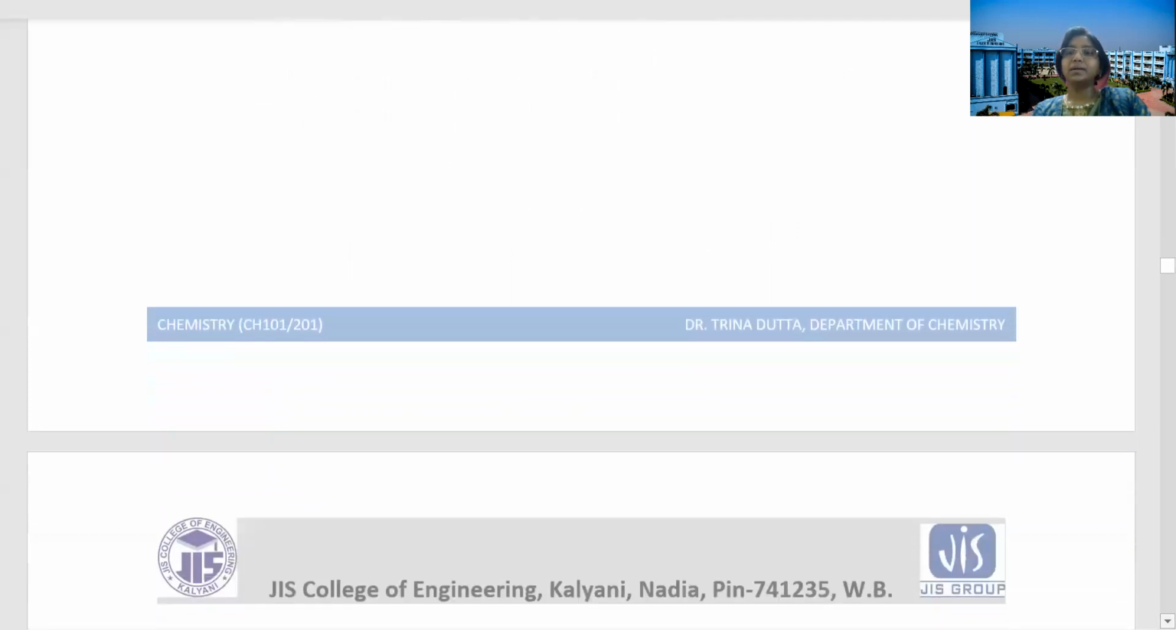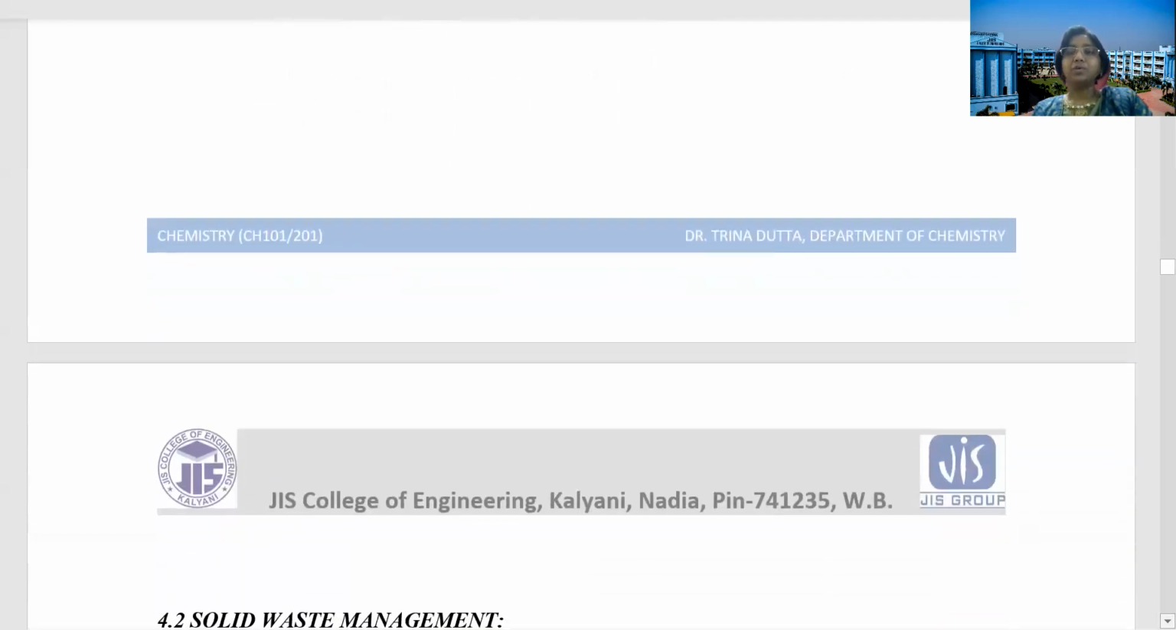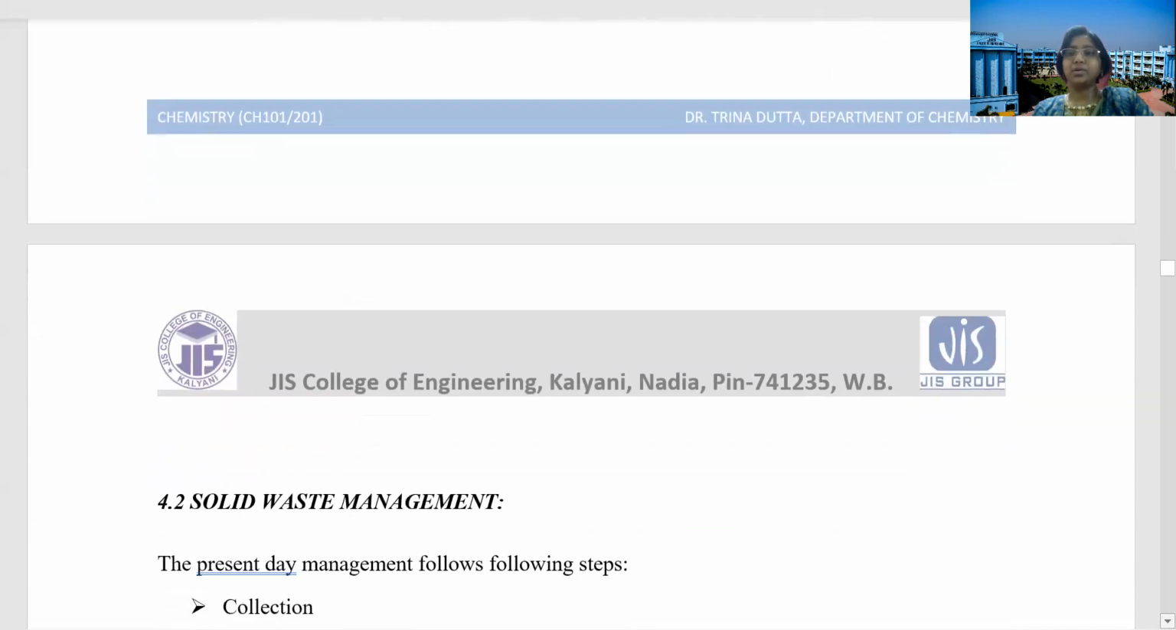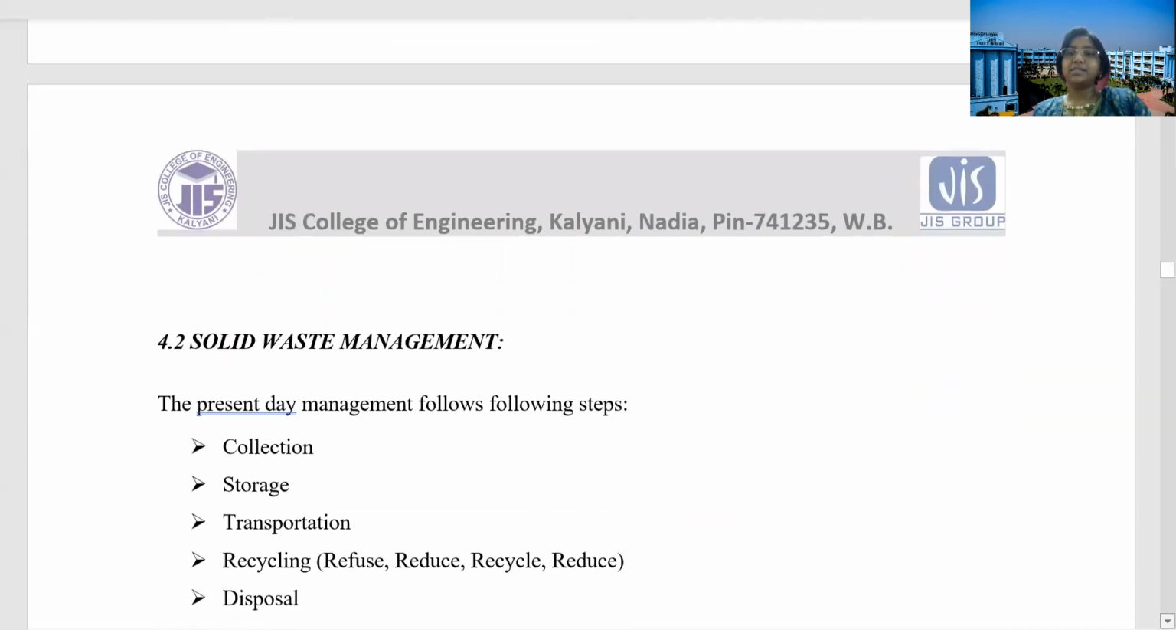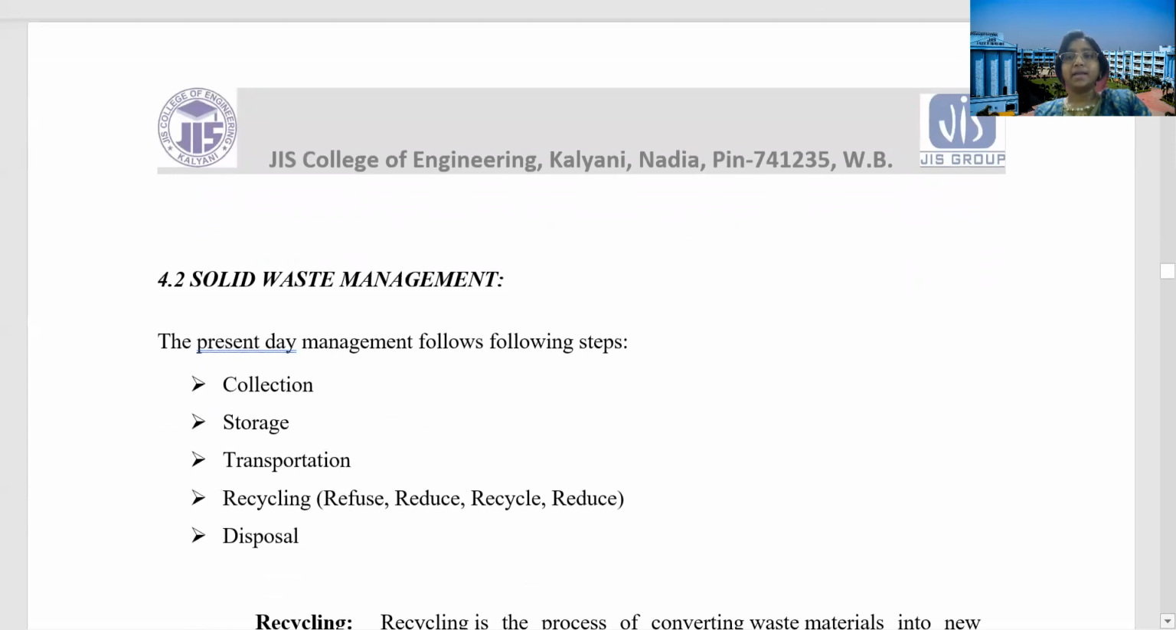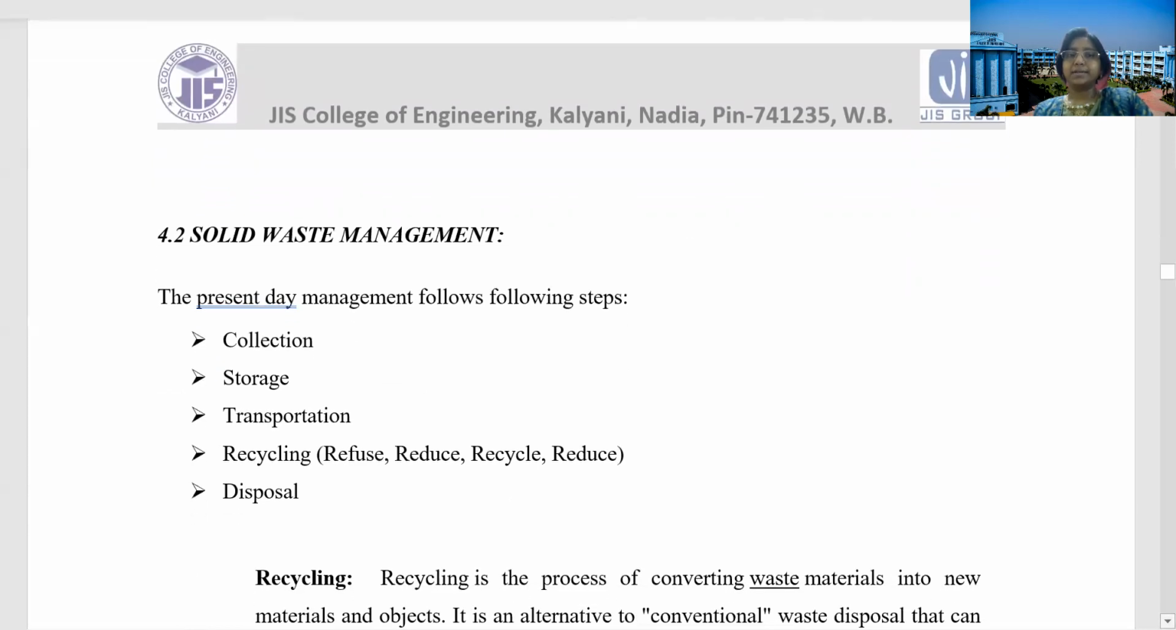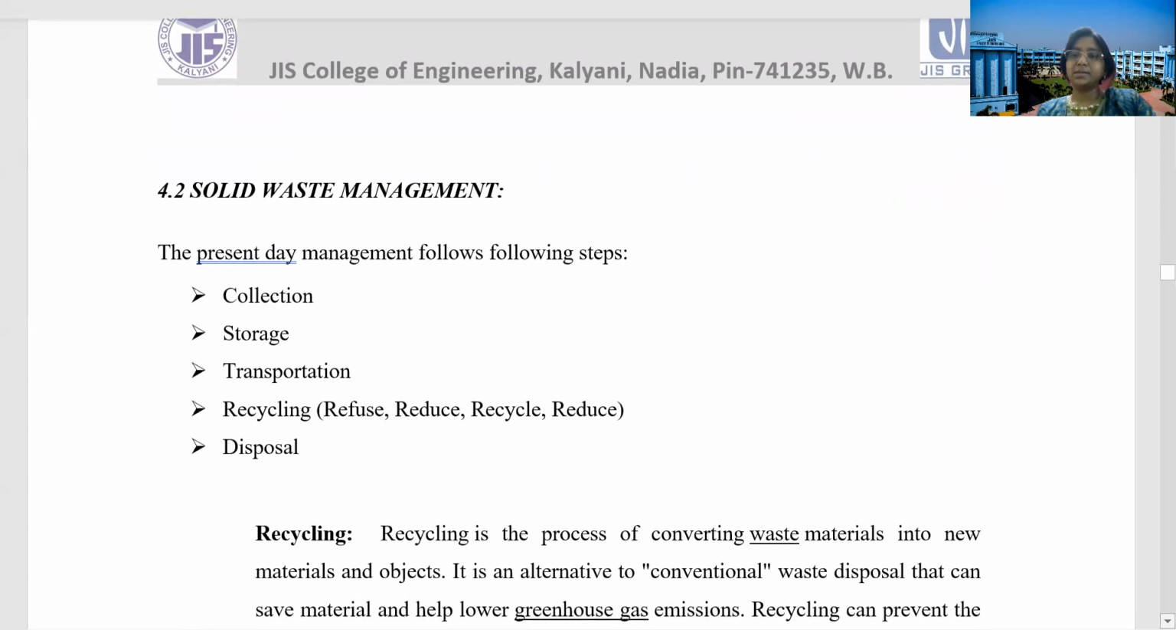Now our concern is how to dispose this solid waste. We cannot throw it here and there. So there must be a definite organized disposal method. In solid waste management, generally the management follows some steps. So these are the steps.